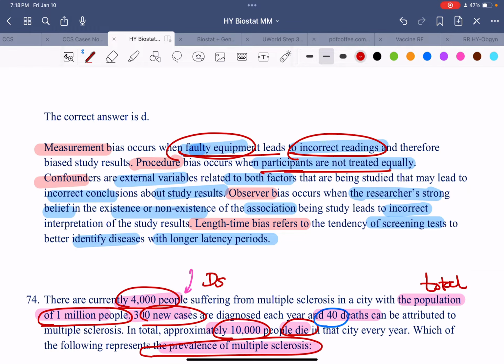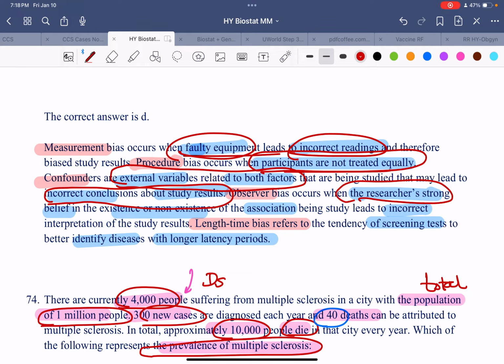A bias in which the participants are not treated equally is procedural bias. A variable that is related to both factors and leads to incorrect conclusions about study results is called a confounder. A researcher's own strong beliefs about the existence or non-existence of an association that lead to incorrect interpretation of results is known as observer bias.